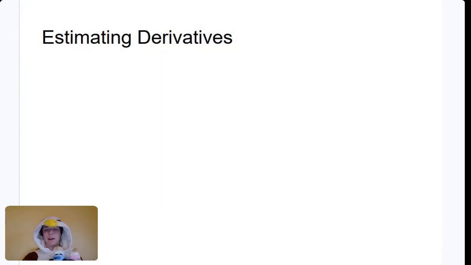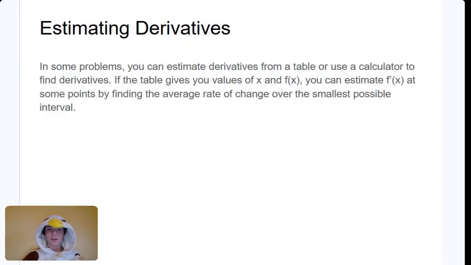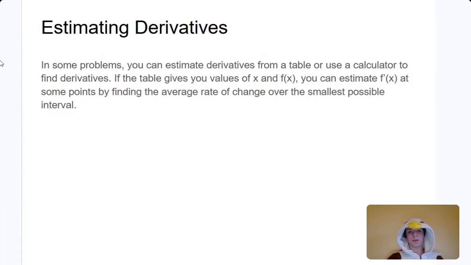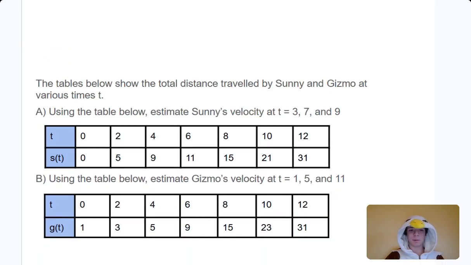Today we're going to talk about how we can estimate derivatives or find them using a calculator. So for estimating derivatives, we've done a little bit in Unit 1 with estimating the rate of change from a table, and that's basically what estimating derivatives is. You want the rate of change on as small of an interval as possible that you can find in the table. So let's look at these example problems.